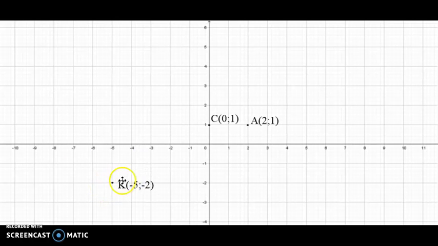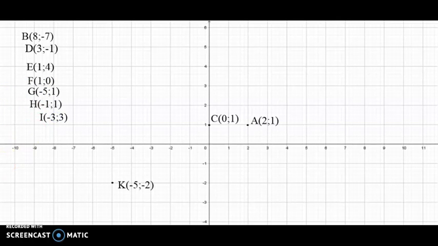Now I'm going to give you some homework. Try to plot the following points: B, D, E, F, G, H, I, J, and L. That is your homework. Trust you will do well with this.